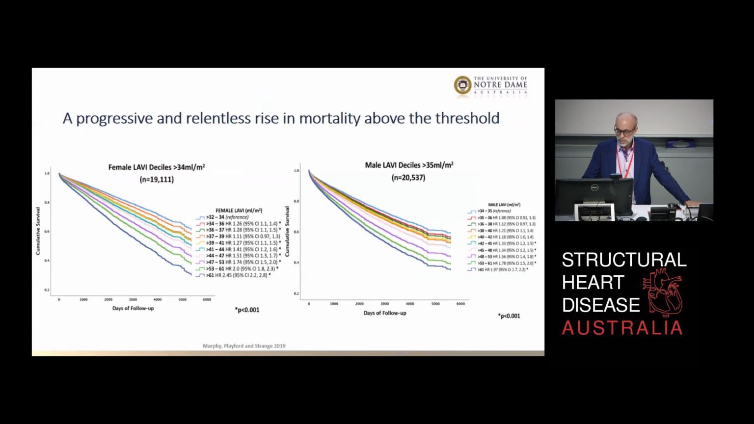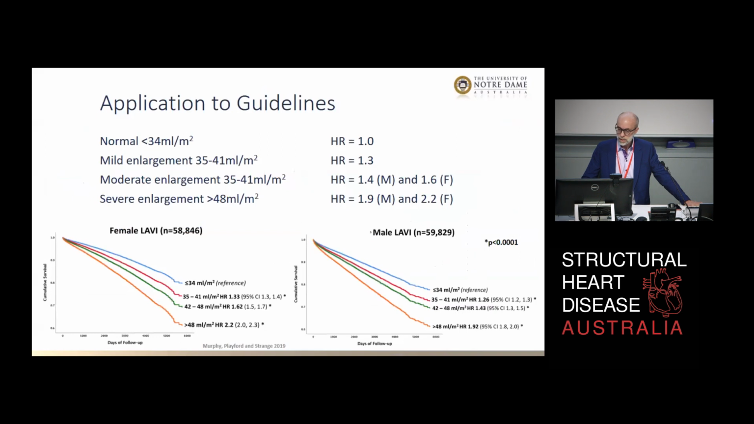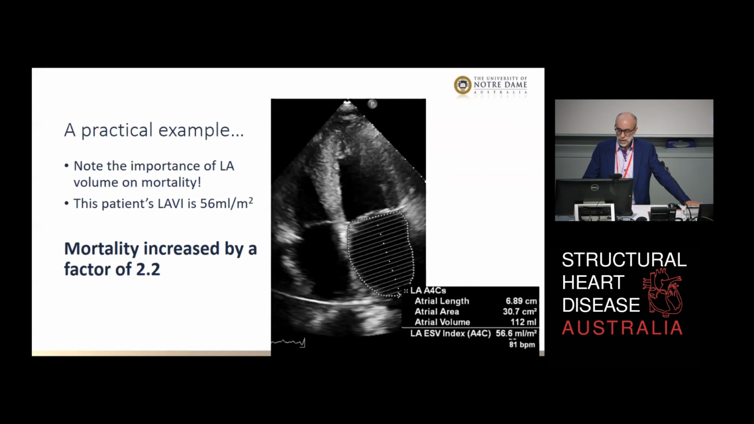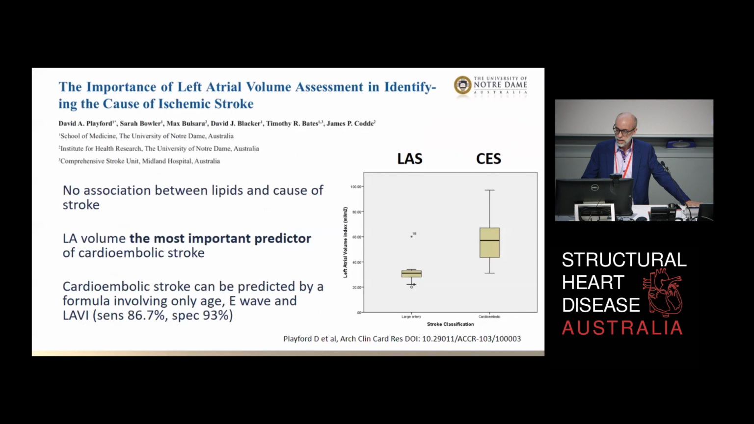If you go above that cut point, taking it the other way from that threshold up to the highest level, you can see that there is a relentless and progressive increase in mortality above that threshold. If we now put this into the guidelines, the hazard ratio of mild enlargement is 1.3. The hazard ratio of moderate enlargement is 1.4 for males and 1.6 for females, and then it effectively doubles when it hits severe. So it's really interesting that we can get this level of granularity. The bottom line is the threshold of mortality starts at 34 for males and 35 for females. And we can use this from a practical point of view. This person has a left atrial volume index of 56, so their mortality is increased by a factor of 2.2 just from that number alone.